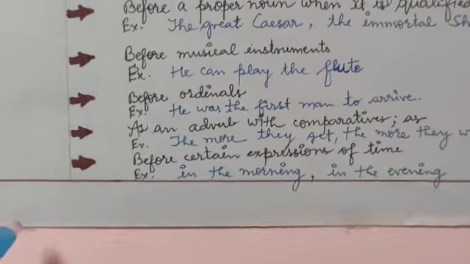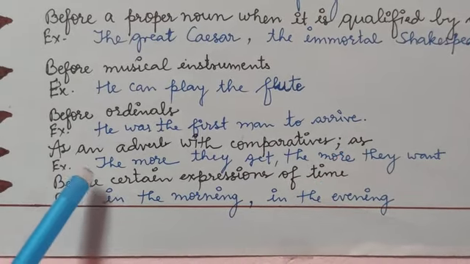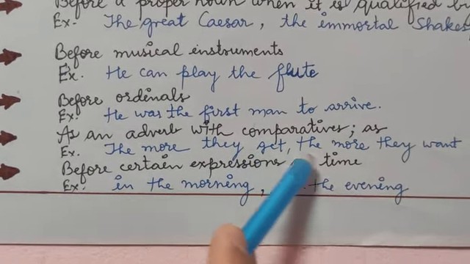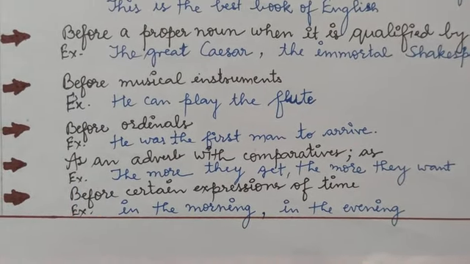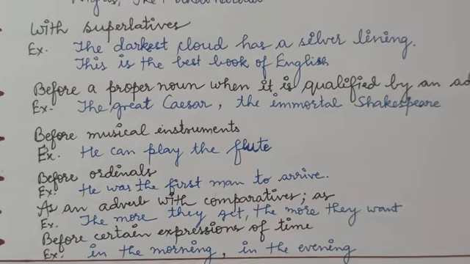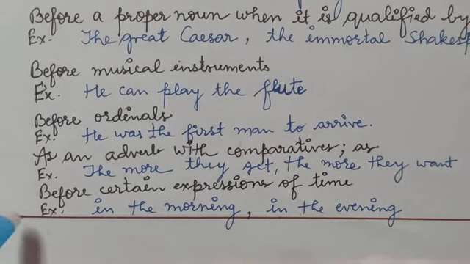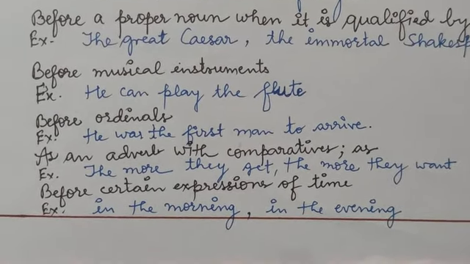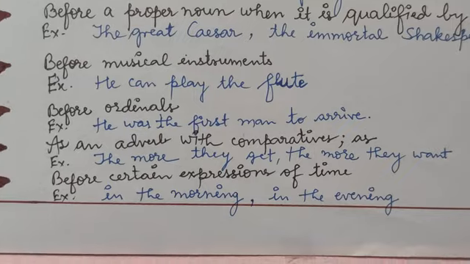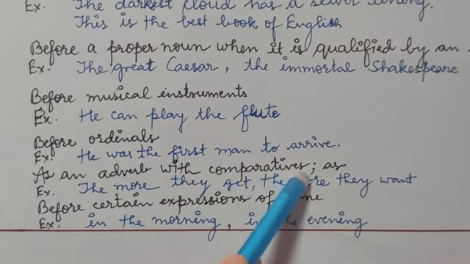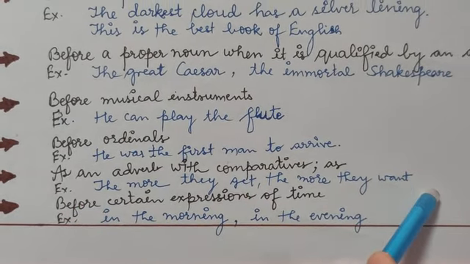Let us see the next rule. As an adverb with comparatives. The example is: the more they get, the more they want. Here you see the definite article the is working as an adverb with this comparative. This kind of structure you can also find. In this kind of structure you will find the definite article, as in the example I'm just reading out, as an adverb with comparatives: the more they get, the more they want.